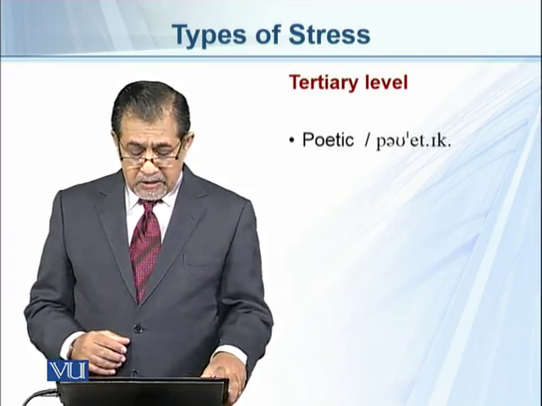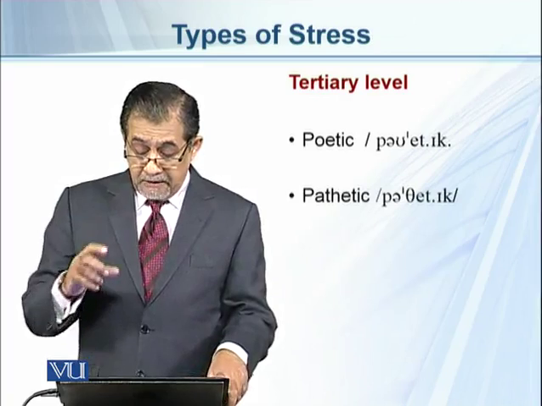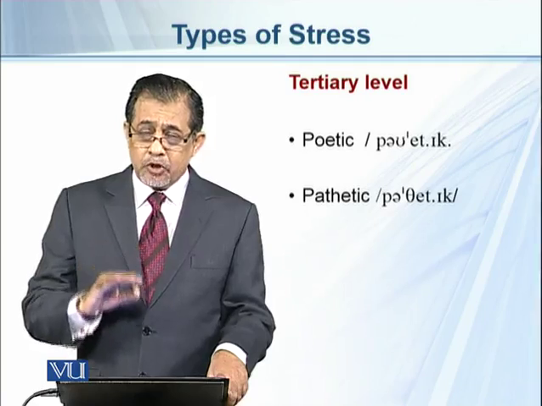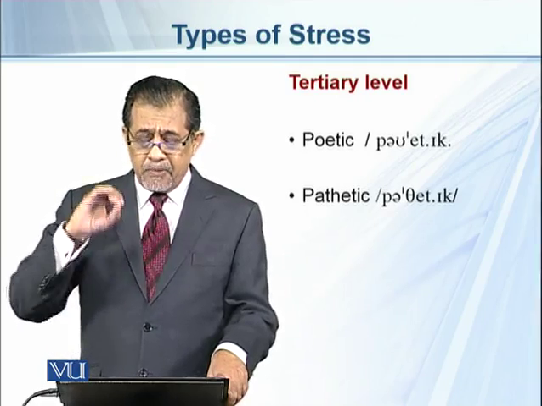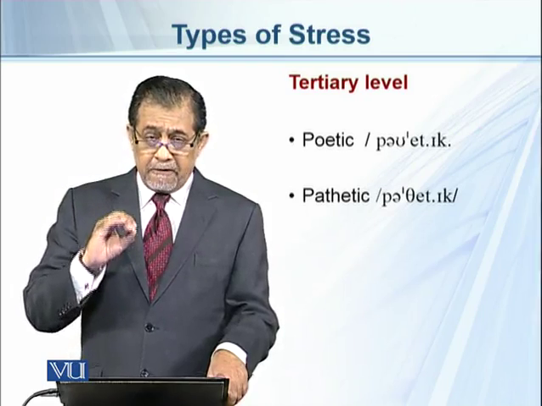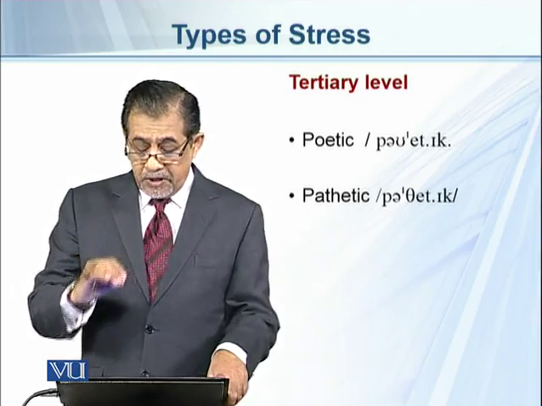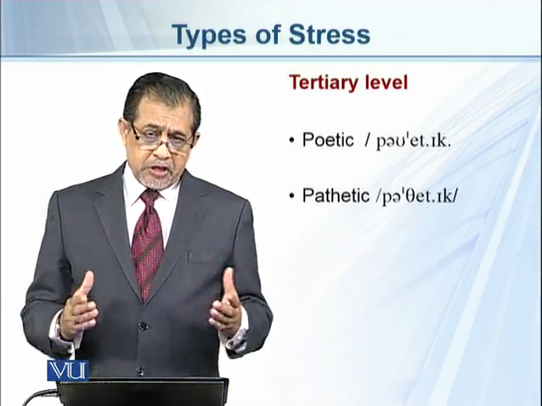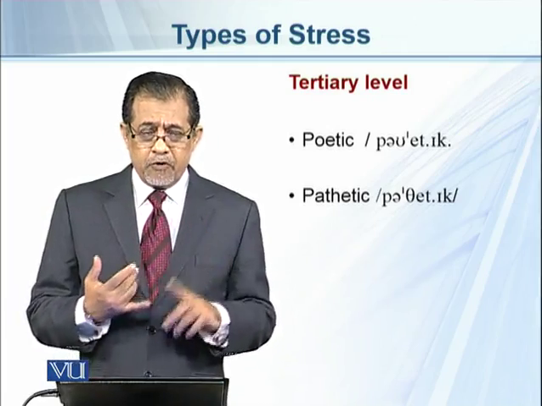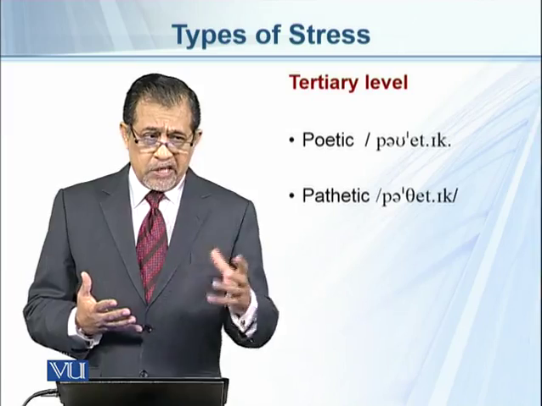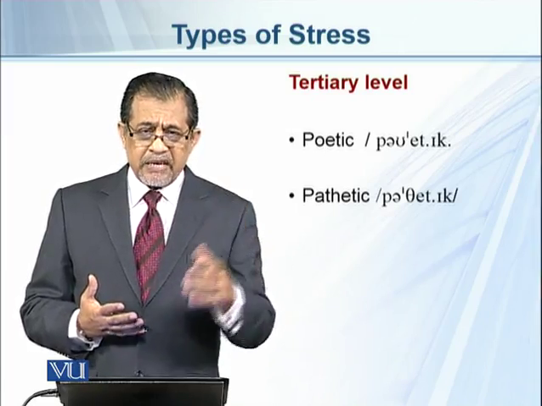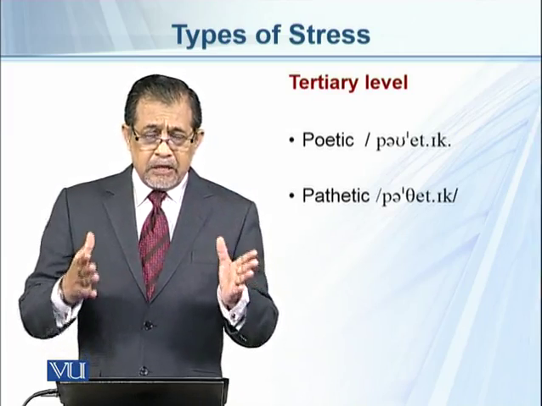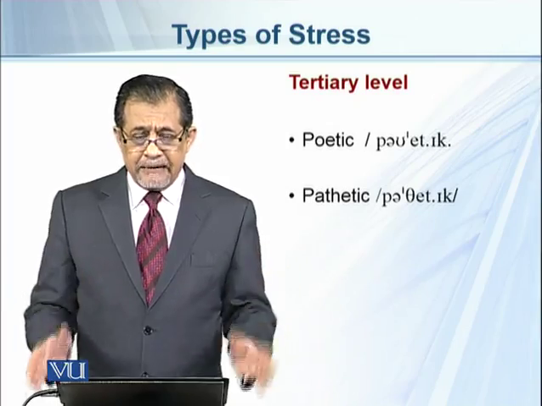This is known as tertiary stress. Similarly, if you look at the word pathetic, the first syllable, which is unstressed, does not have the power that we find in the first syllable of the word poetic, right? So on the basis of this discussion, we can conclude that we can have four types of stress: primary stress, secondary stress, tertiary stress, and unstress. These are the different levels or types of stress.